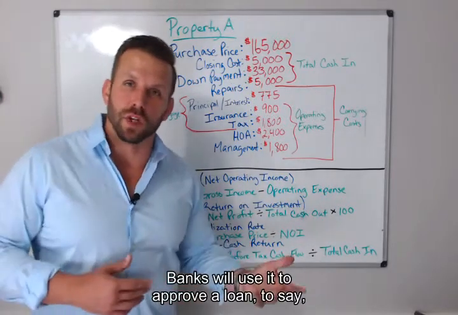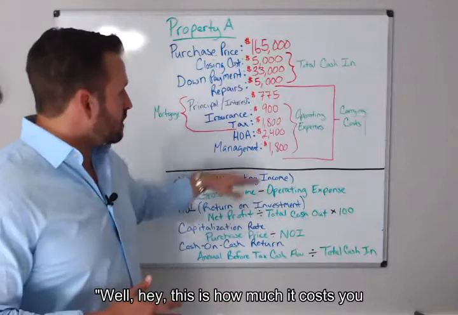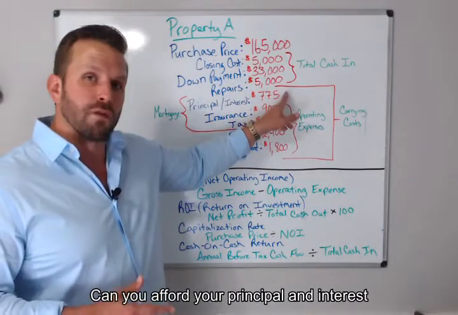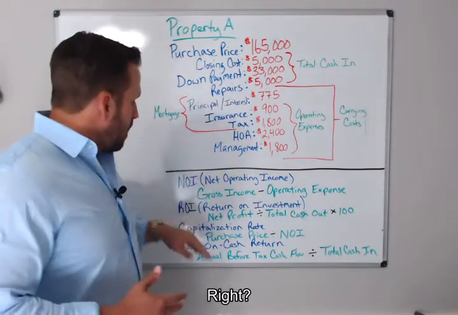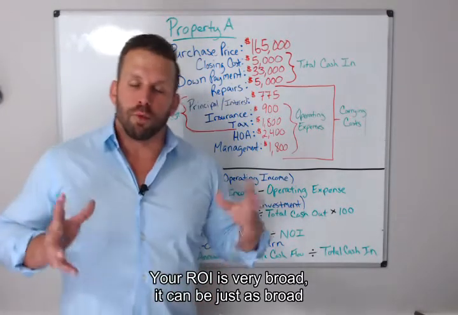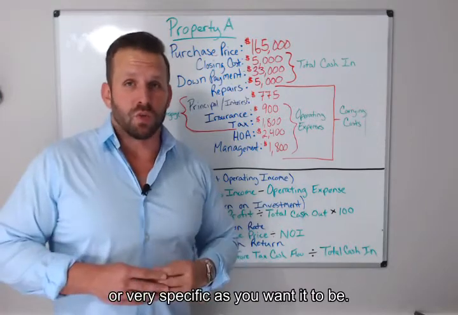Banks will use it to approve a loan to say, well, hey, this is how much it costs you to run the business. Can you afford the principal and interest that we're going to put onto this, right? Your ROI is very broad. It can be just as broad or very specific as you want it to be.